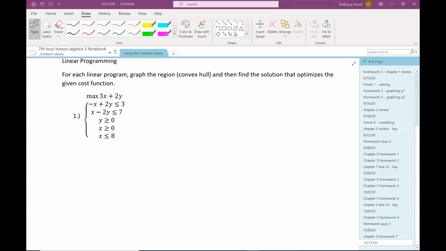So to do that, we'll just kind of start graphing that. So I'll make a little XY axis for myself here.